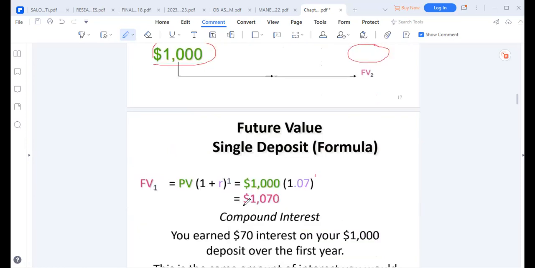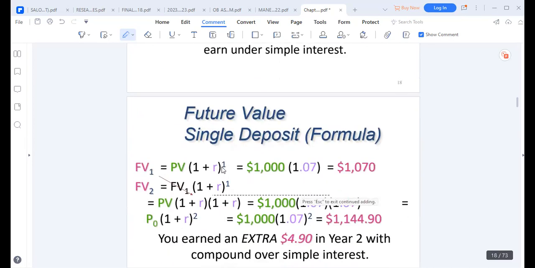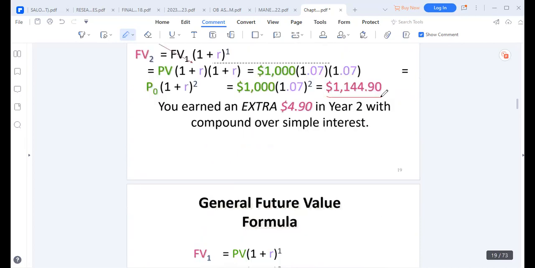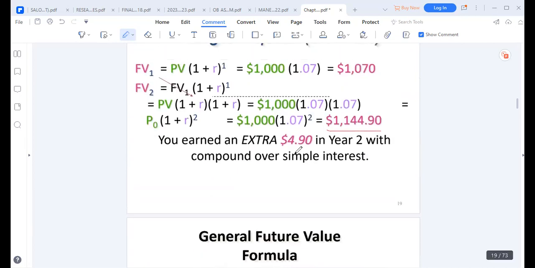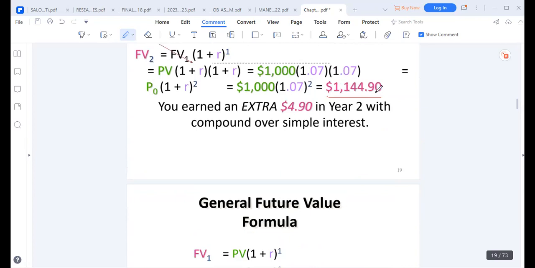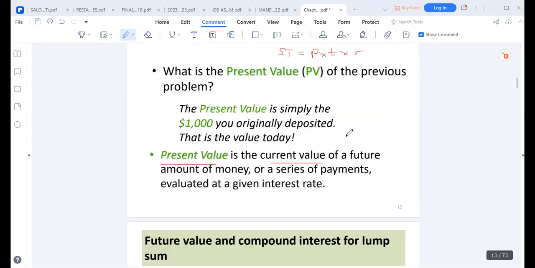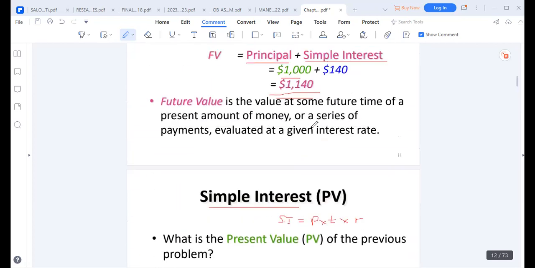So for the first year, you're going to get 1070. For the second year, you're going to get 1144. So meaning you have earned 144 of interest. So our future value is 1144. So you can see that the total interest in 2 years is 144, compared to the simple interest we had for the same question under simple interest, which gave us something slightly smaller. We found 140 exactly as our simple interest.